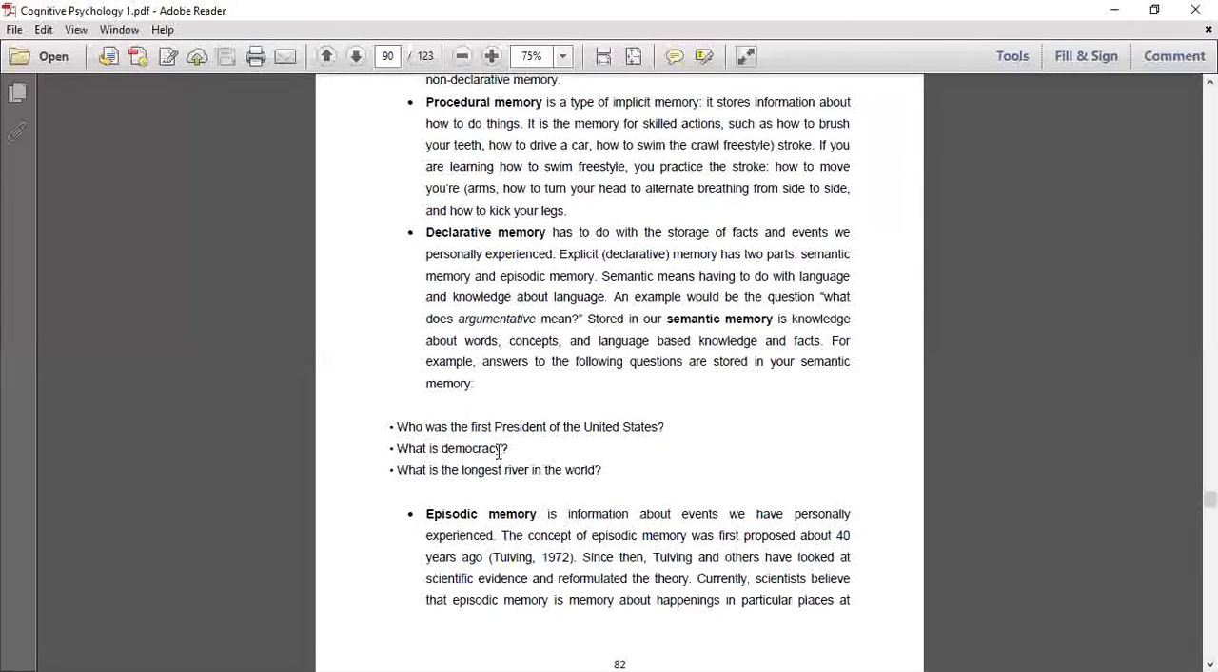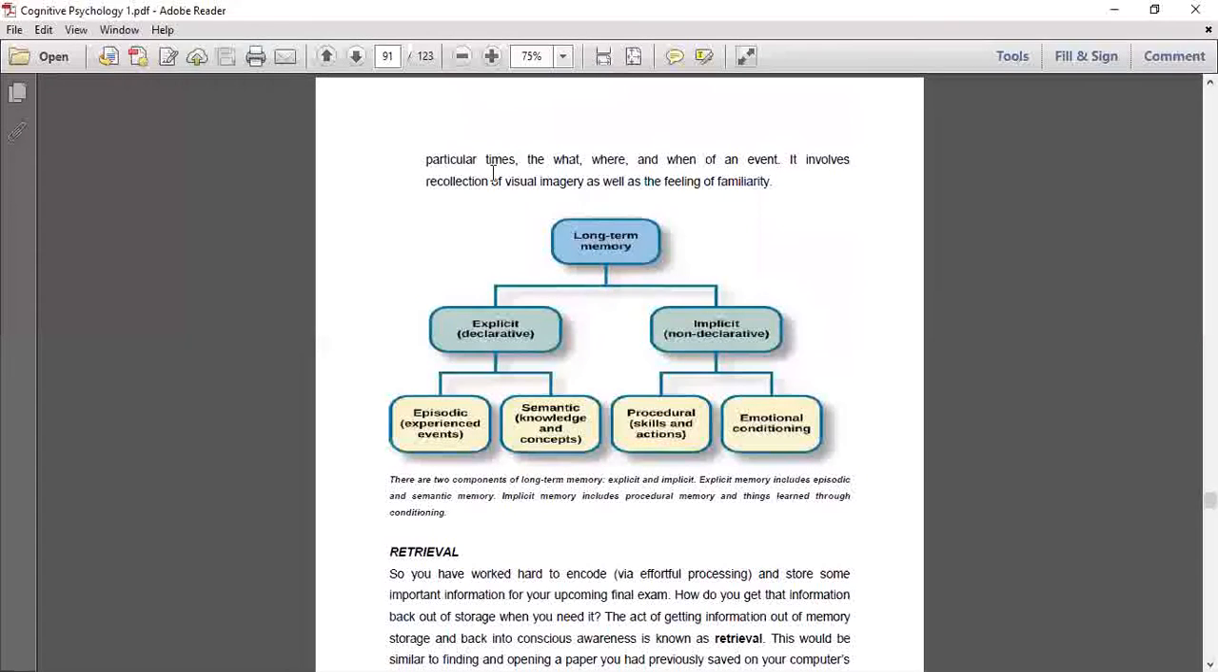Coming to Tulving, let's read what they said. The concept of episodic memory was proposed by Tulving in 1972, which is reflected in their theory. They looked at the scientific evidence and formulated the theory. They believe that episodic memory is memory about happenings in particular places, at particular times: the what, where, and when of an event. It involves recollection of visual imagery as well as the feeling of familiarity.